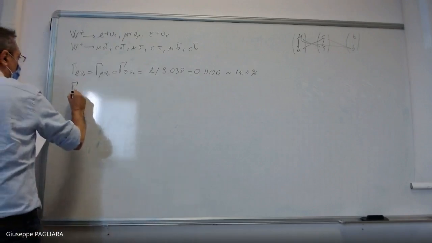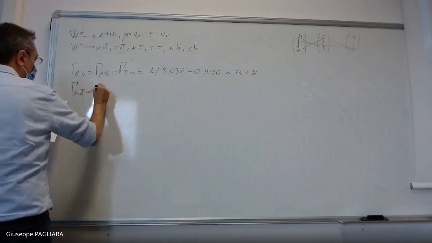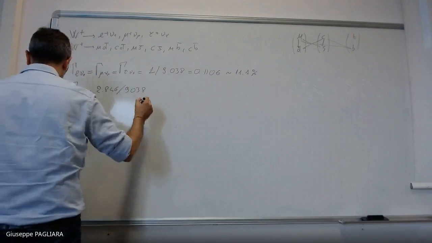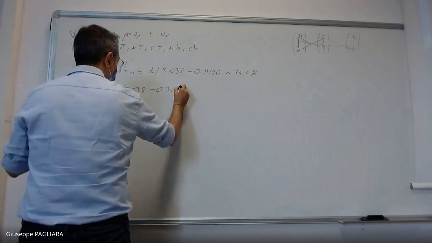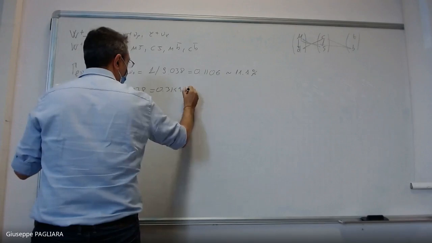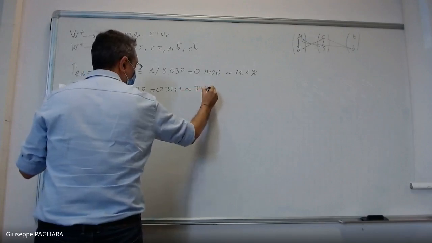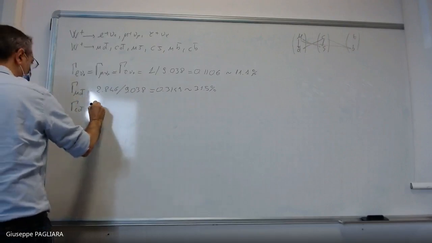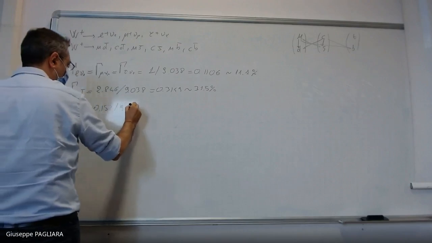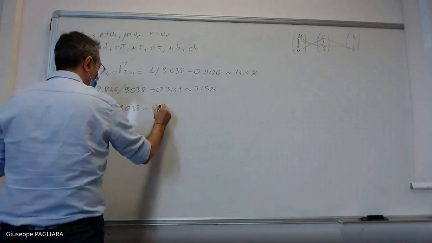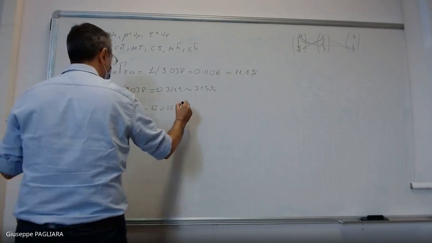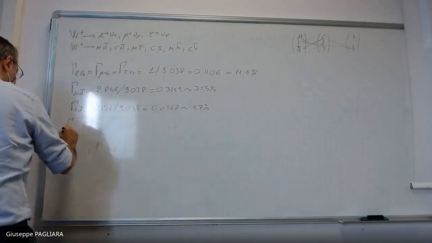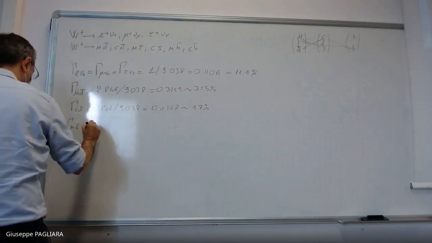Now, for the ud̄, this is 2.846 divided by 9.038. And so this is 0.3149, so essentially of the order of 31.5%. The cs̄ is 0.152 divided by 9.038, which is 0.0176. So this is about 1.7%. The us̄ is the same.